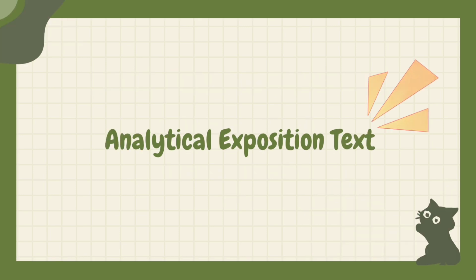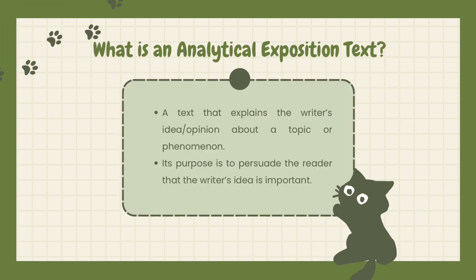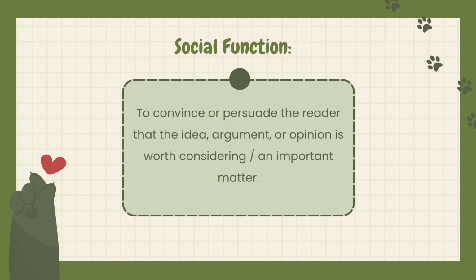This is the first material, analytical exposition text. An analytical exposition text is a text that expresses the writer's idea or opinion about a topic. The purpose of this text is to persuade the readers that the opinion is important or worth considering. The social function of an analytical exposition is to convince the readers. In other words, the writer wants the readers to agree with their point of view by presenting logical arguments.